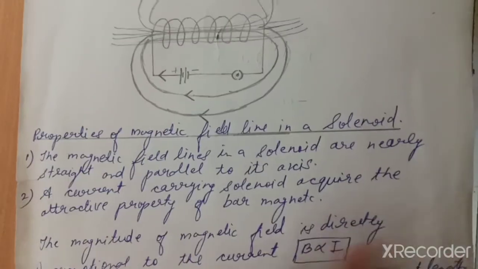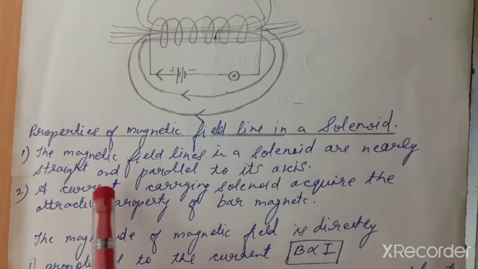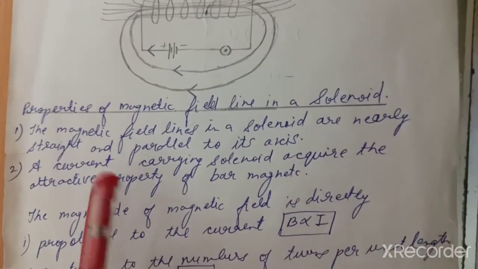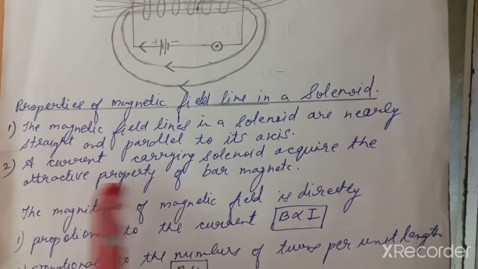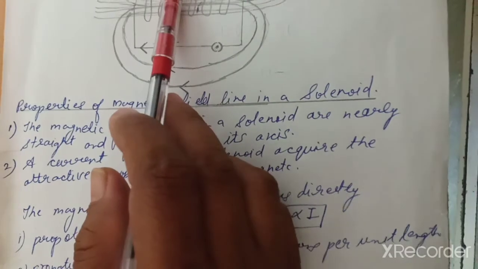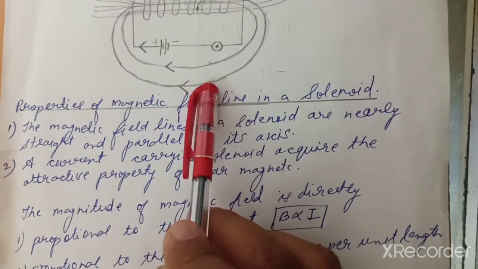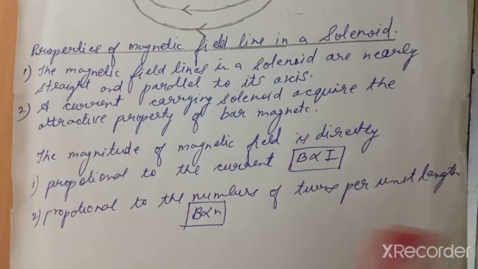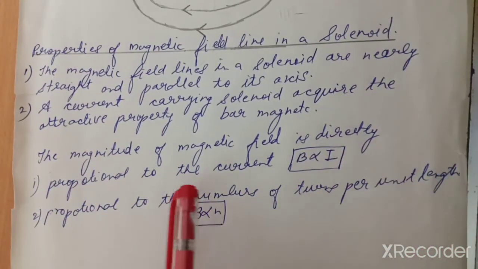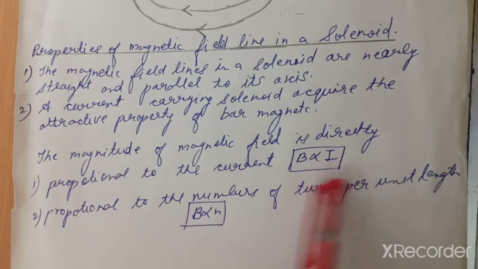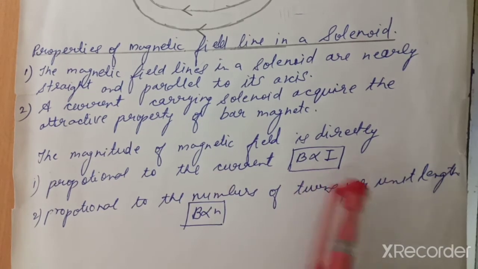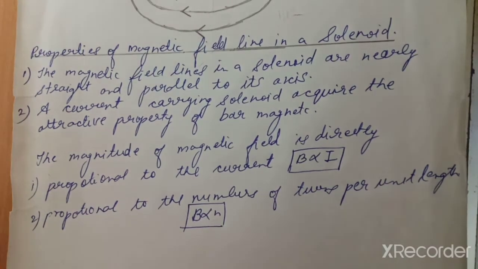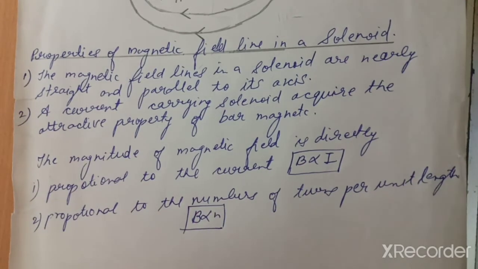Now the properties. These magnetic field lines are straight and parallel to its axis. Due to the passage of the current, the magnetic field is generated, so the current carrying solenoid acquires the attractive property of the magnet. And if we see the magnitude of the magnetic field, it is directly proportional to the current, and it is directly proportional to the number of turns. So when the number of turns is increased, it means the magnetic field lines will be more.